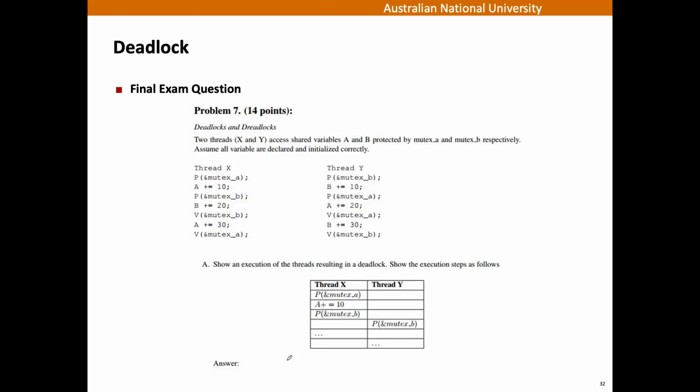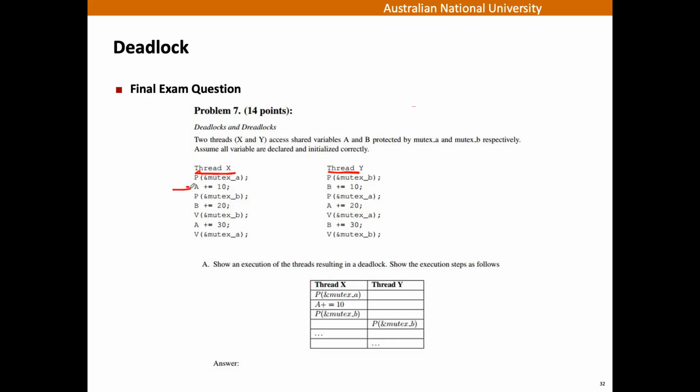Two threads, X and Y, access shared variables A and B, protected by mutex A and mutex B. So these are the two threads. I'll let you go after this one. So this is the last one.